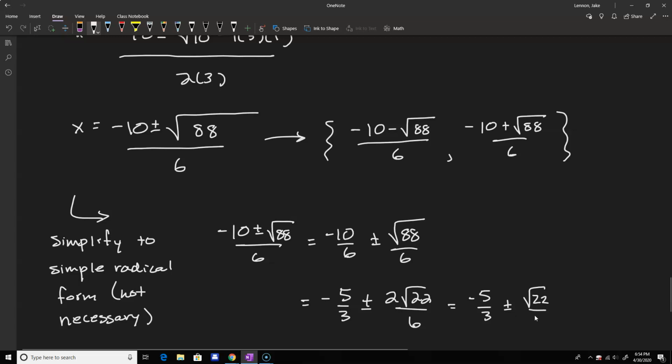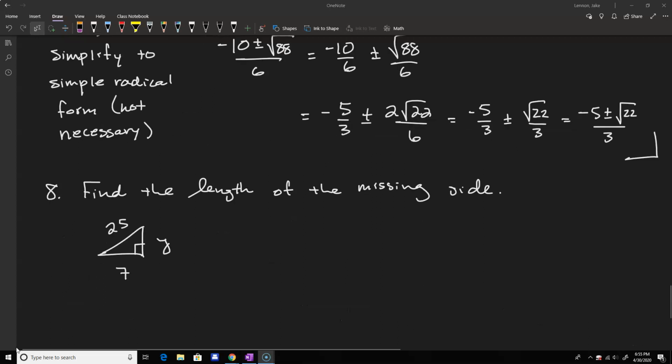of 22 over 3. So they may leave it like that, or they may put it all together as one fraction, negative 5 plus or minus the square root of 22 over 3 as well. Again, this part is not necessary, but if you prefer to write things in simple radical form, that's how you'd go about doing that.